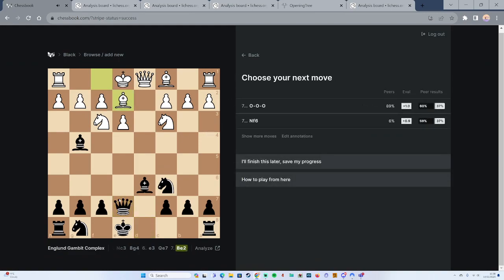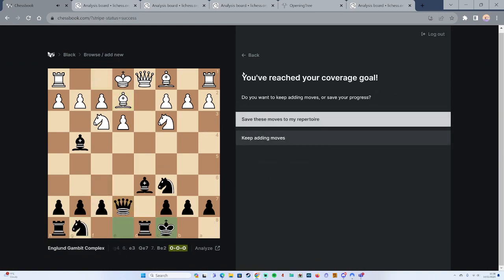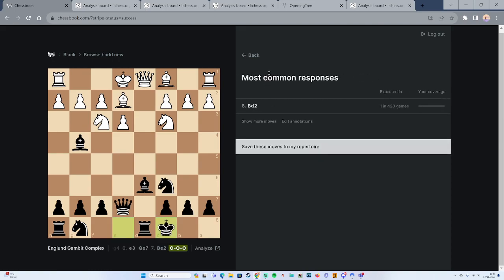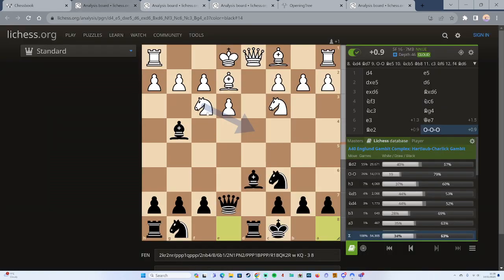We've got bishop to E2, and we've got castles. Now, it gives me a coverage goal, and basically it's letting me know how deep I've gone in a line, and this is the target that I want to get to. However, I do want to add a few extra moves on occasion, particularly if they're important. So I'm going to keep adding moves so that we can look here first of all. So let's just go back.